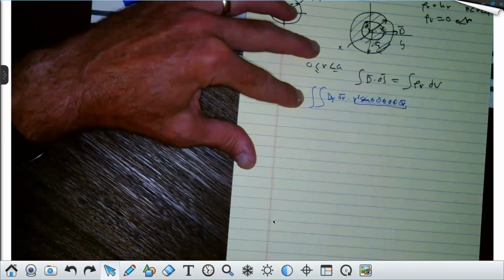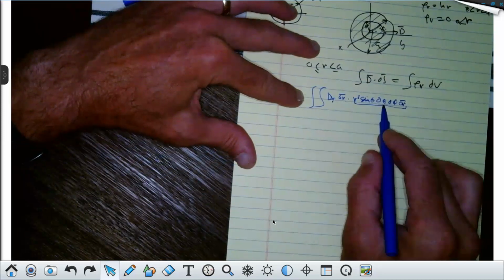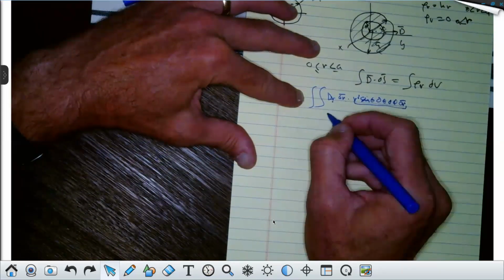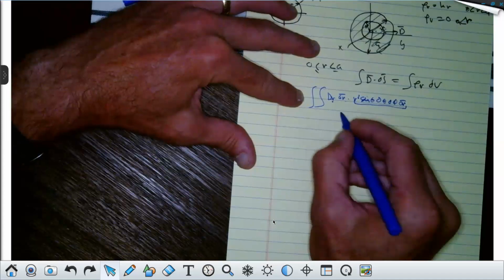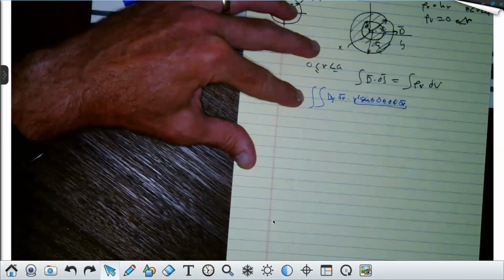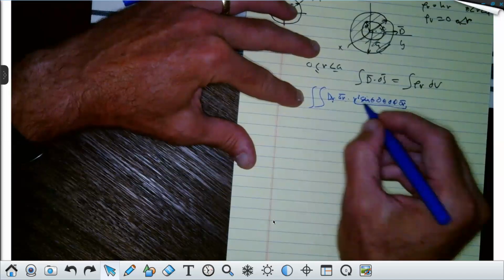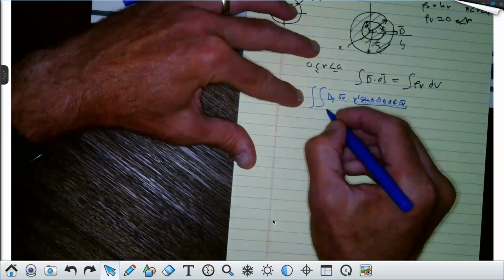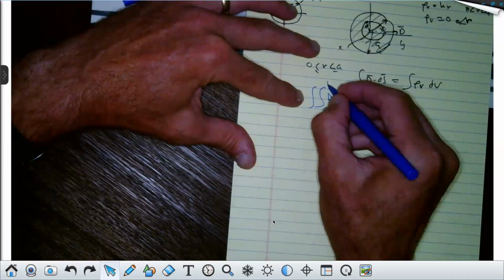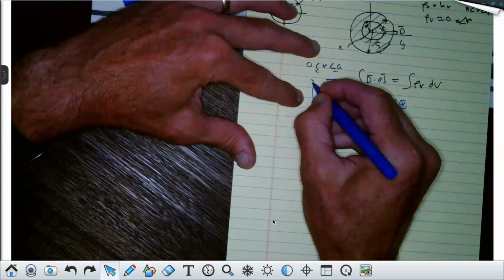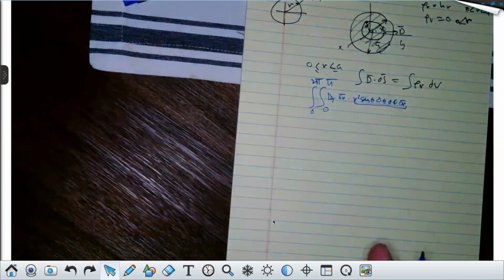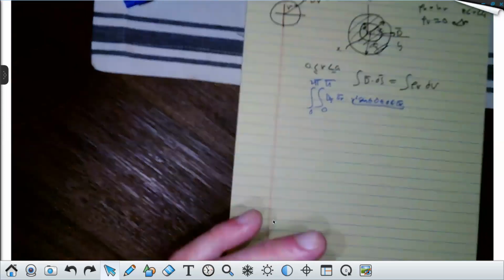I'm going to do the dot product. Theta goes from where to where, guys? Anyone? Just so I know you're listening. Theta. Anybody? 0 to pi. Right. And what about phi? 0 to 2 pi. Right. Now this will always be true if you're using Gauss's law in a spherical system.